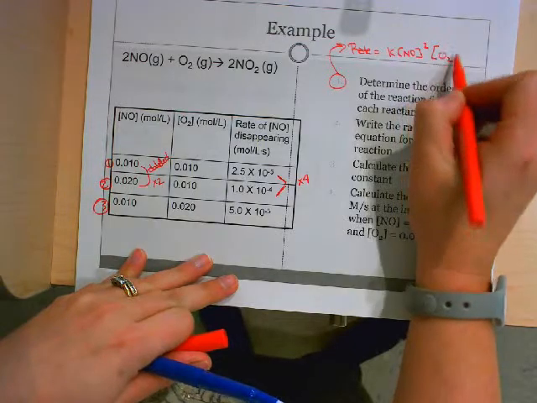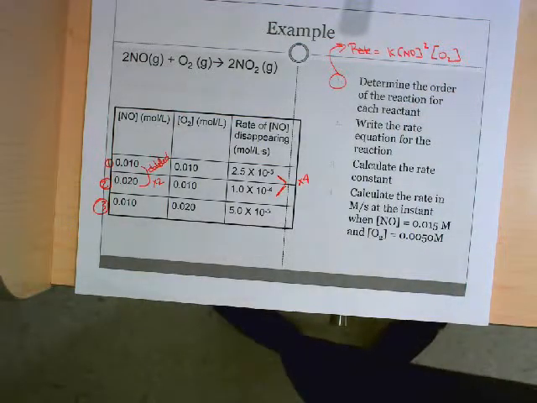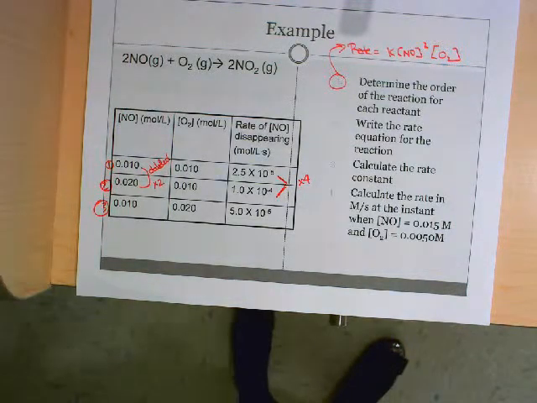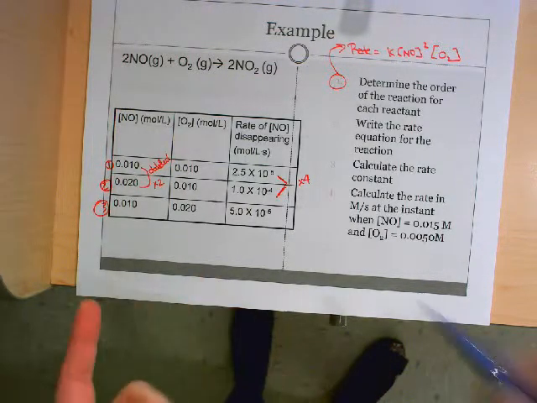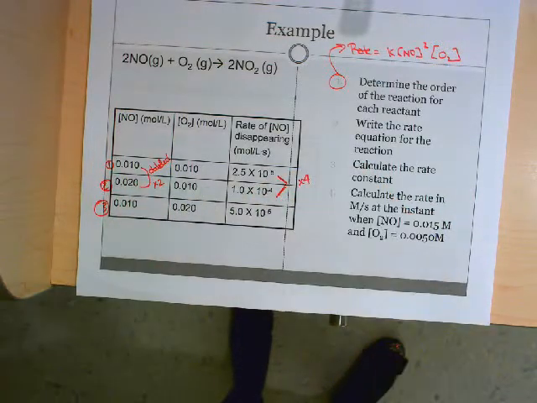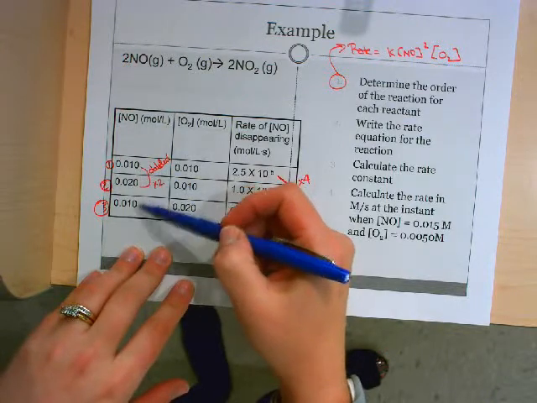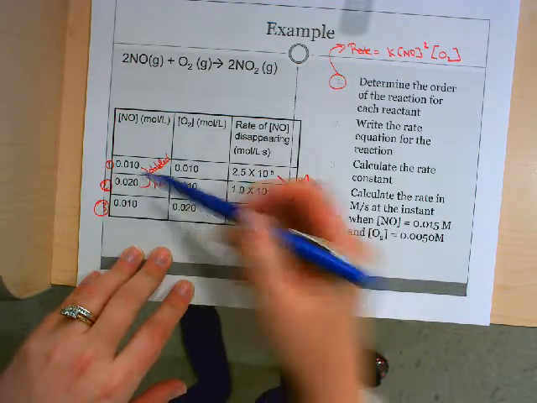Now I want to look at oxygen. I want to figure out its exponent. Which 2 experiments should I look at to see what just the oxygen does? If you do 2 and 3, then both things are changing. 1 and 3, right? For number 1, my concentration of nitrogen monoxide is a constant.